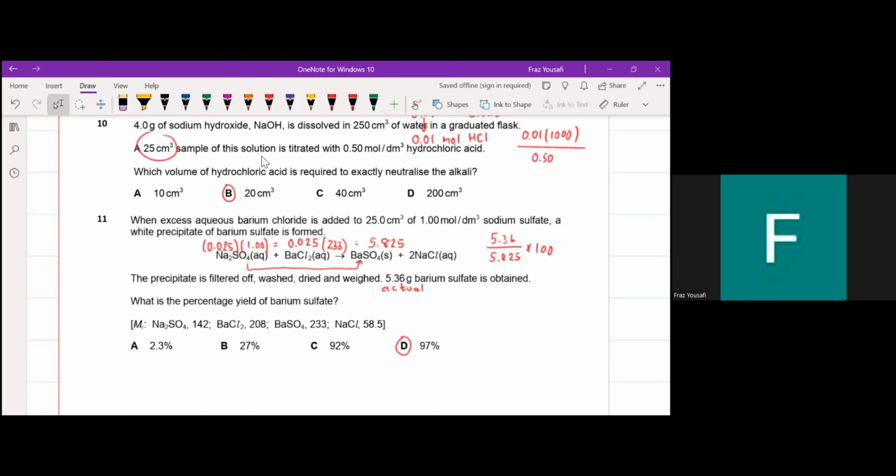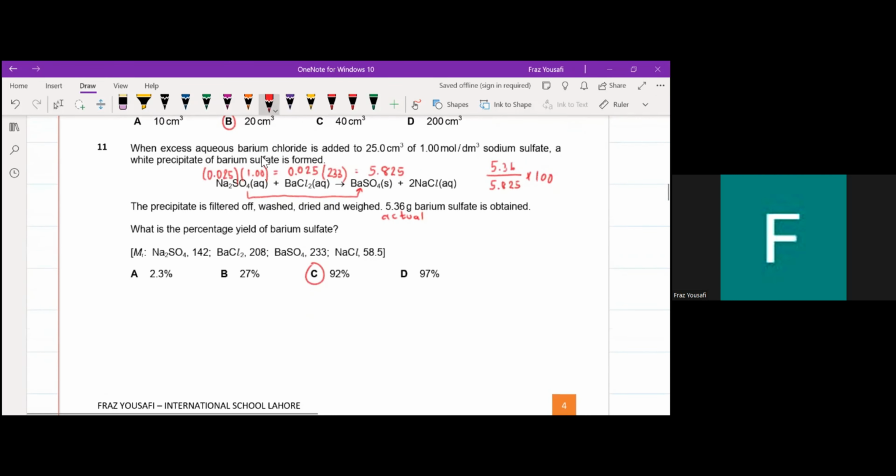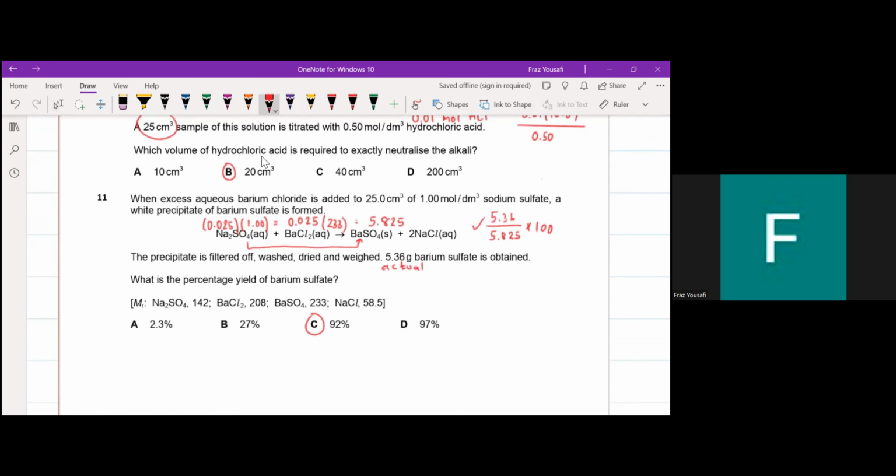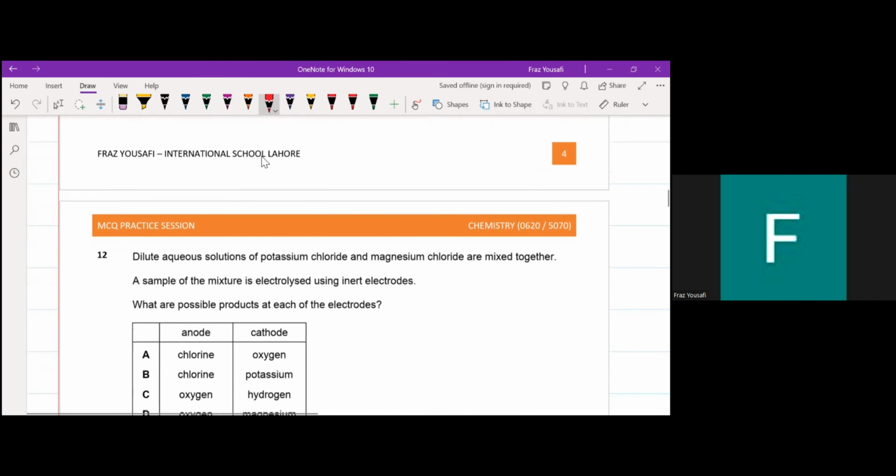Yes, sorry, I apologize. It is C. I must have plugged something into the calculator incorrectly. Thank you. So it is C, 92%. Again, use a calculator. Don't try to rush it through like I did, so you get the right answer. It is 92%. Thank you.